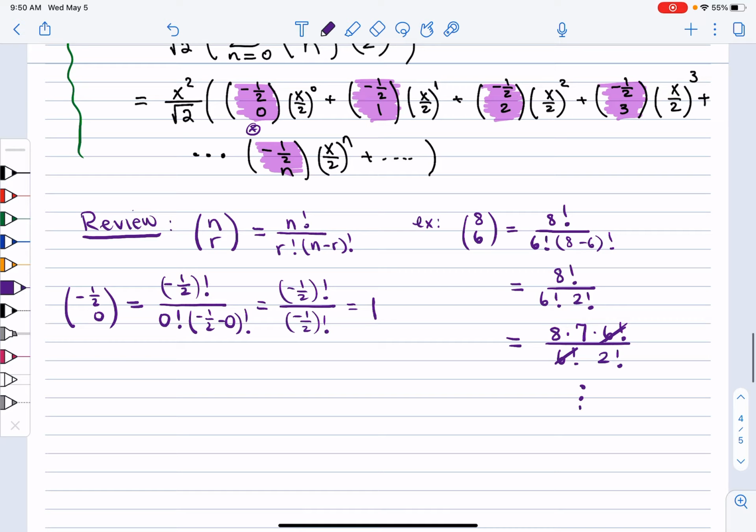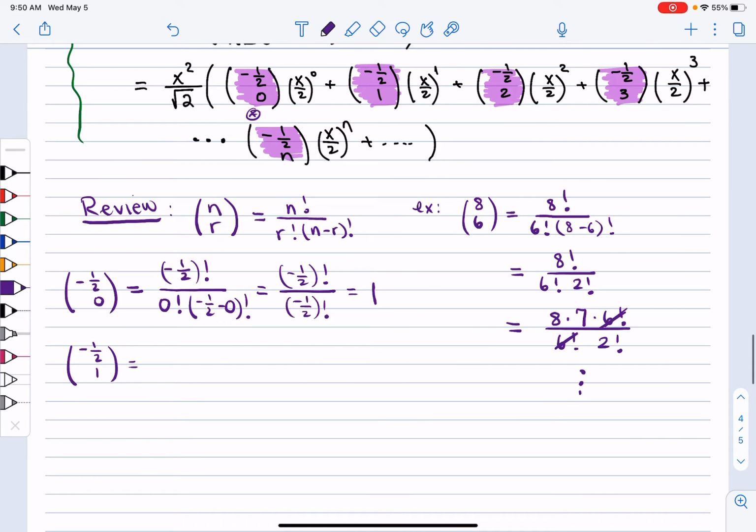Now, what is negative 1/2 choose 1? Let me rewrite it. Negative 1/2 choose 1 is going to be equal to negative 1/2 factorial, again the formula, over 1 factorial, negative 1/2 minus 1 factorial, which is equal to negative 1/2 factorial over 1 factorial, negative 3/2 factorial.